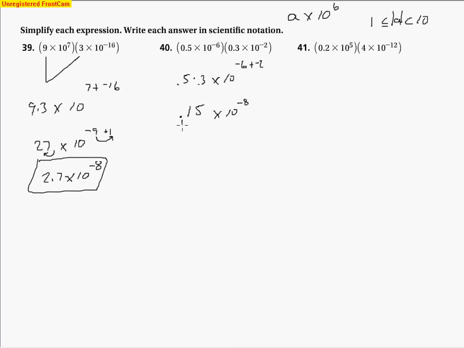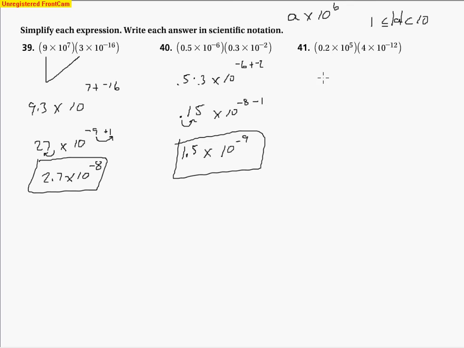Well, I need to move that decimal over to the right this time, make that bigger. And that means I need to make this one smaller, so I'm going to subtract 1 from that. And so that's going to make this 1.5. So basically I multiplied this by 10, means I have to divide this by 10 to keep it in balance. So 1.5 times 10 to the -9th power is what we get there.